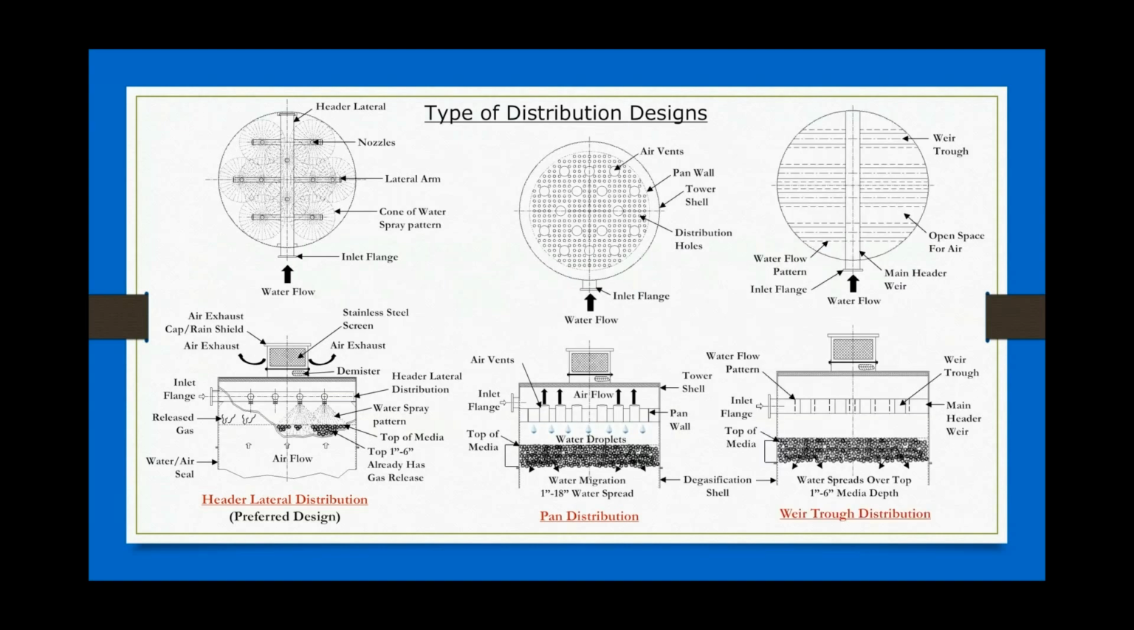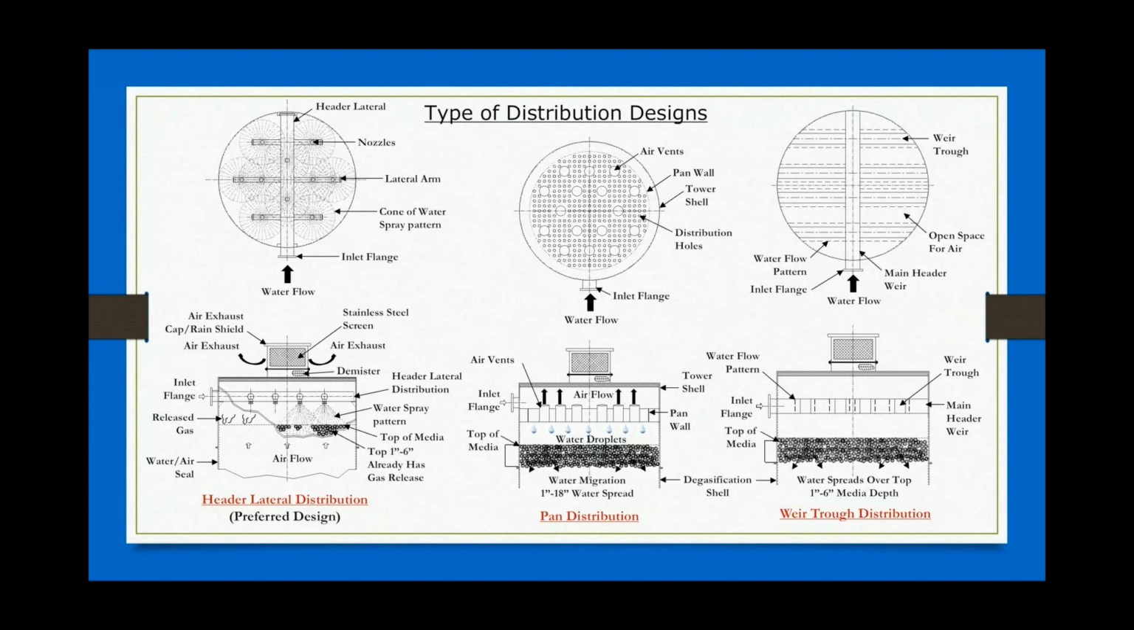The one to your left is a heterolateral distributor, and it's a distribution system. This is a preferred design that we utilize, and I'll get into why in a second. The one in the center is a pan distribution system. It collects the water, and you can see in the top view it has perforations, air vents, and a pan wall, so that pan literally just sits there and water enters it, and then it drips down across the media bed. And then the one to the far right is a weir trough distribution system, and just like it sounds, it's similar to a pan in the sense that it has weir troughs, but the other area is open for the air to travel out, while the water flows up and then travels over a weir edge and is distributed on top of the media bed.